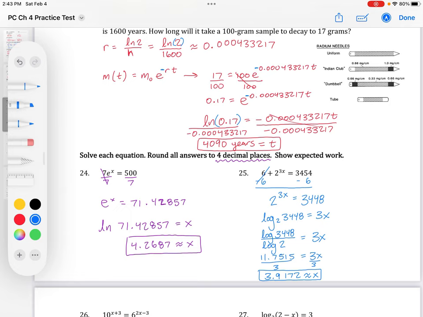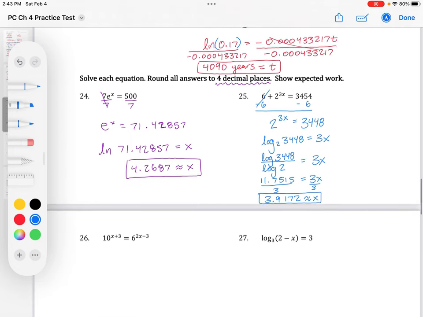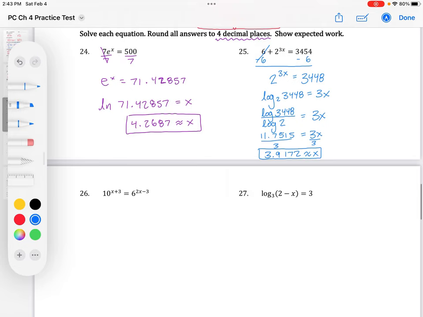All right. Okay, let's look at number 26. So we did have a question very similar to number 26 on the homework. And there's a couple of different ways to do this problem. The way I do it is I take the log of both sides. So I'm going to take the log of 10 to the power of x plus 3 equals the log of 6 to the power of 2x minus 3.